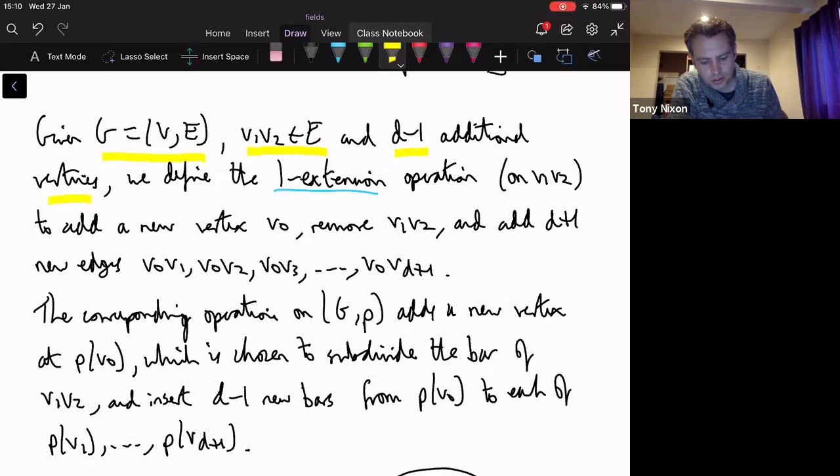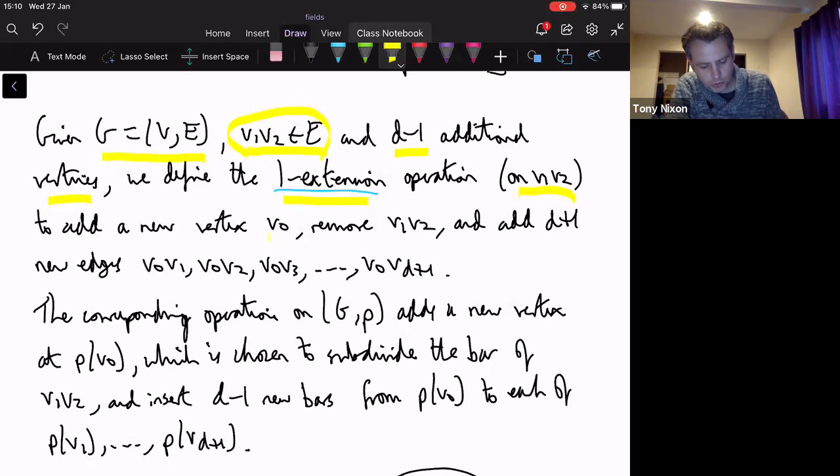Okay. So the one extension now, by the way, the 0 in zero extension was because we deleted 0 edges. The 1 in 1 extension is because we're going to delete one edge. We're going to delete this V1, V2 edge. So that's why it's 0 and 1 rather than 1 and 2, say, or 2 and 3, or D and D plus 1 or whatever. It's 0 and 1 because it's the number of edges we delete. So we define the one extension operation, and if you want to be very specific, on the edge V1, V2.